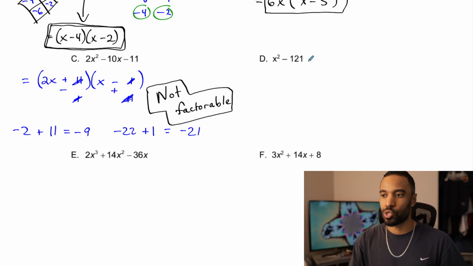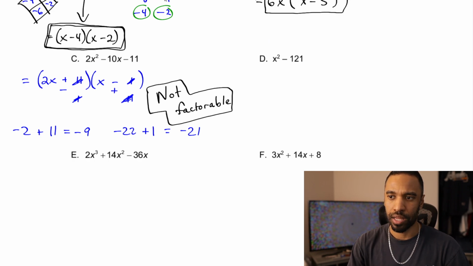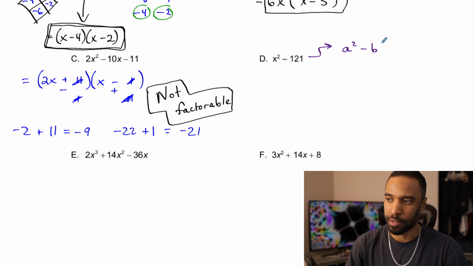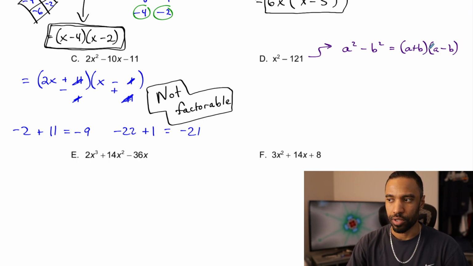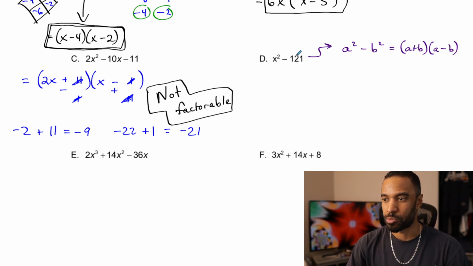All right, part D, x squared minus 121. You have two options for this one. I want to go for the one that you should consider first. This is a classic case of a difference of two squares problem, a squared minus b squared, where that factors down to a plus b times a minus b. It's been taught before. I'm not going to state why that is. You can distribute and check it out. The middle term cancels.